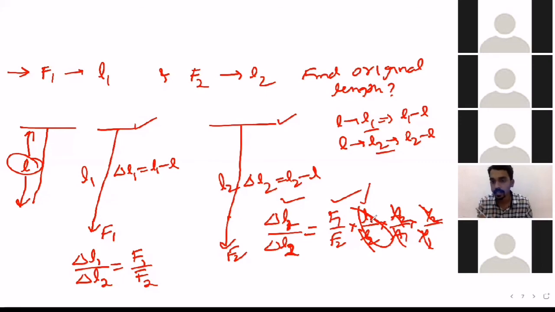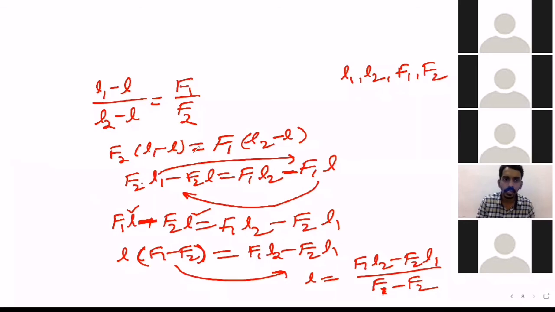The initial length is same because same wire we are using. The area is also same because same wire. Young's modulus is also same because same wire. So that way we cancel it. Finally we got delta L1 by delta L2 equal to F1 by F2. Now afterwards, I substituted the delta L1 value and delta L2 value, and F1 by F2, I cross multiplied and calculated.